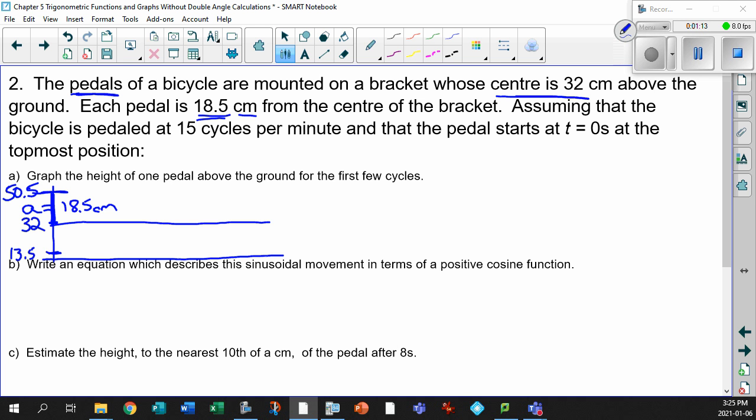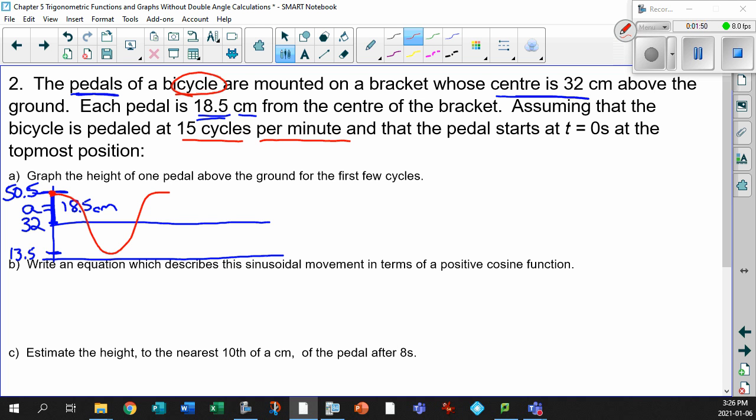Now, check out what's going to happen. You always start, I don't know about you, I put my pedal in the top position, and then I start pushing down, and your pedal's going to cycle like that. Get it? Cycle, I'm funny. Now, if you read this, it says, assuming that the bicycle is pedaled at 15 cycles per minute, that means up and down 15 times per minute. So what does this mean? How long does it take for one cycle?